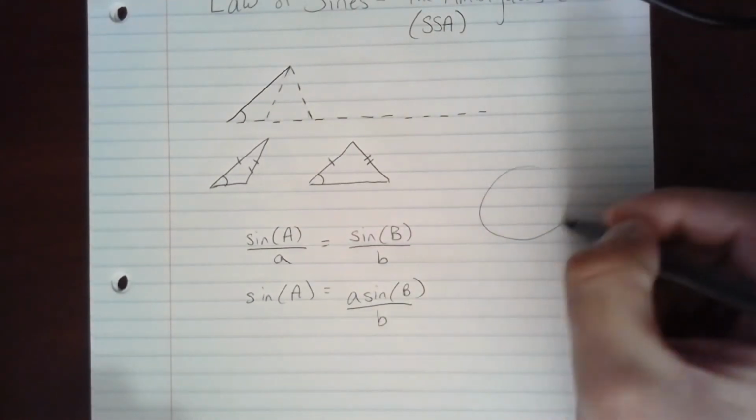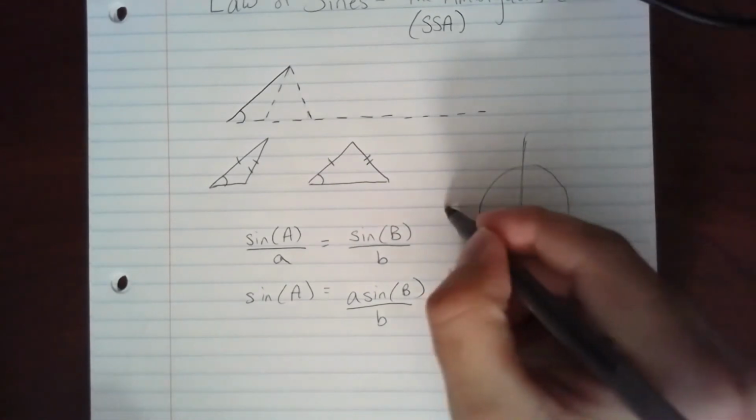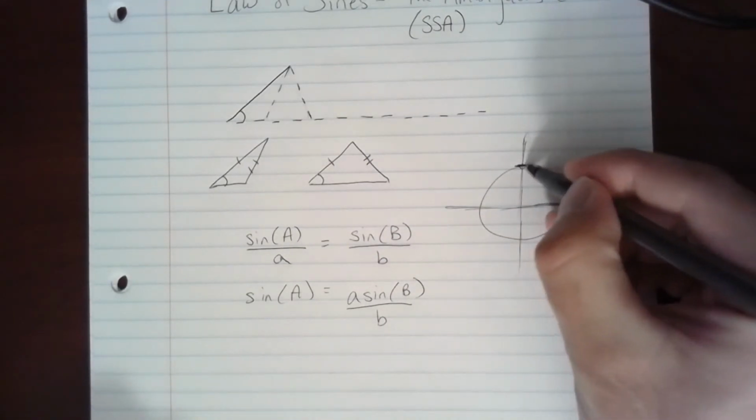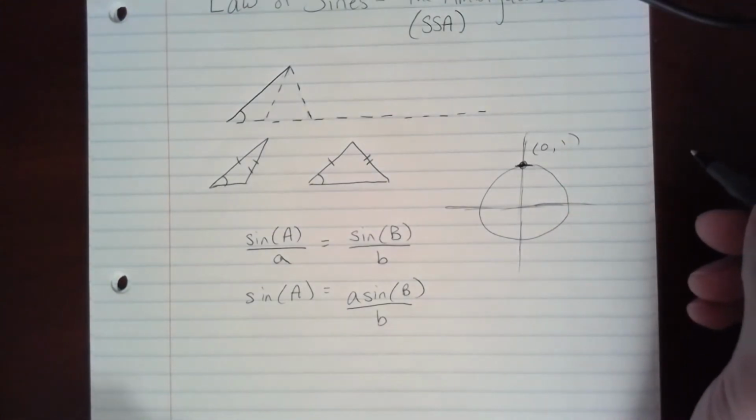We know from discussions of the unit circle that our sine values, when we reach the top of the circle, this height up here, the largest the sine value can ever be is 1, because that's the highest point on the circle.